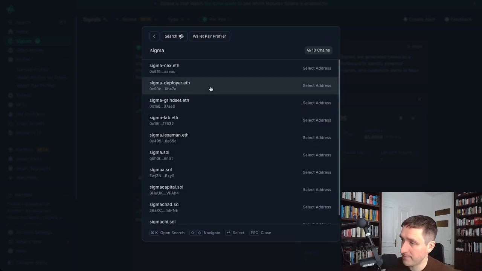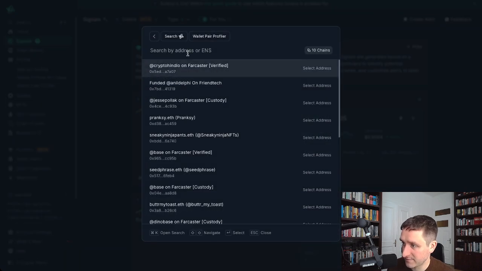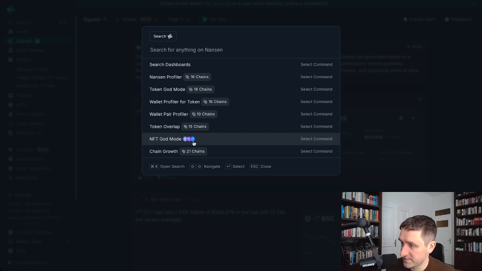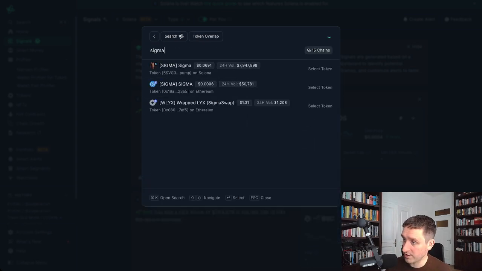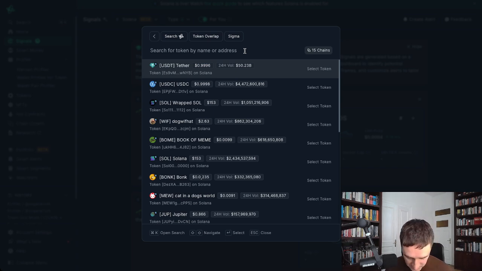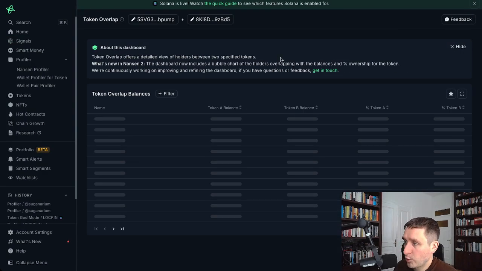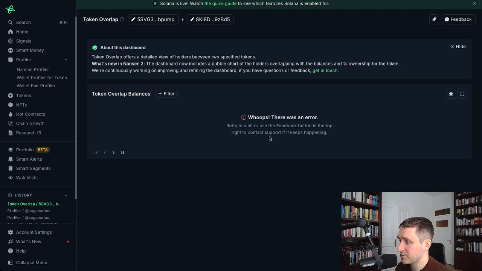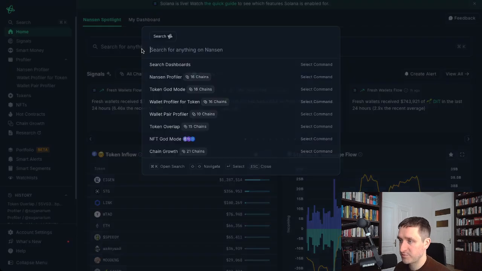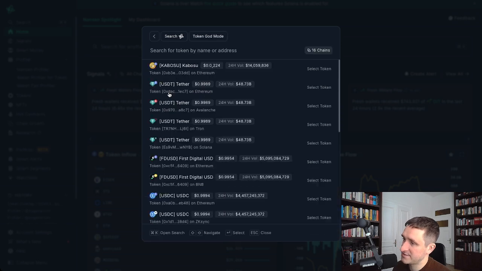So let's go, for example, with Sigma. This is wallet profiler, not token. Yep, I wanted to find token. Let me go with search token overlap. Now this is what I wanted to show you. I can go with Sigma being one token and lock-in being another one. What that shows me is people that have both tokens and were early to both tokens, which is pretty cool. There's an error in that particular one, but usually that works pretty great, and you can find wallets that are able to find both tokens pretty early. And if they have both tokens pretty early, then that might mean that there's something going on.